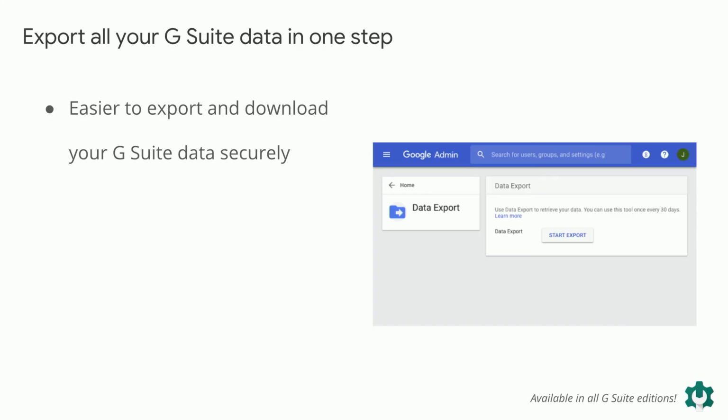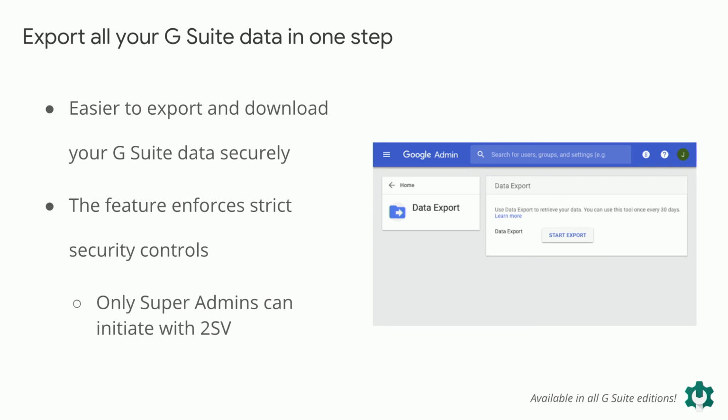We're introducing Data Export, a new feature that makes it easier to export and download a copy of your data securely from our G Suite services. Data from G Suite core services, like Gmail, Google Contacts, and Google Docs, can be exported for all the users in your organization. The data export feature enforces strict security controls so that it can only be initiated by super admins using two-step verification, and when data export is initiated, other admins will be notified. You can initiate the process in the admin console by navigating to the Tools section on the right side slide-out menu and selecting Data Export.